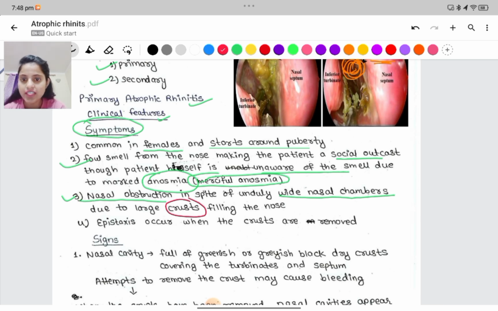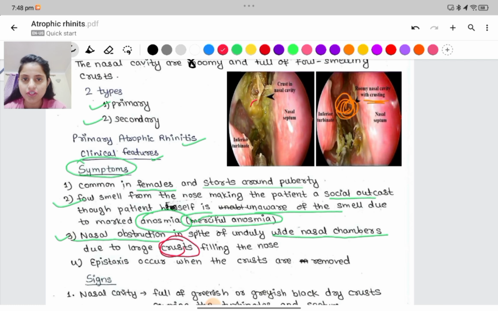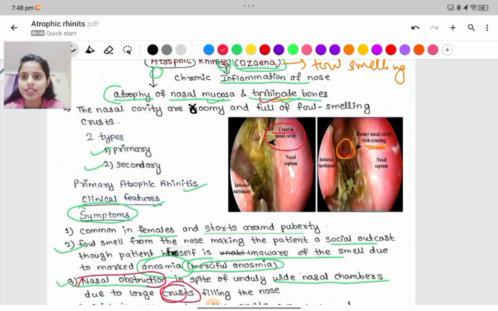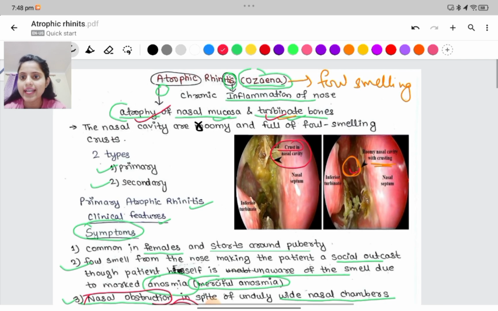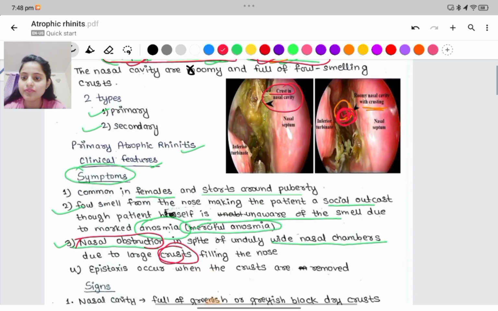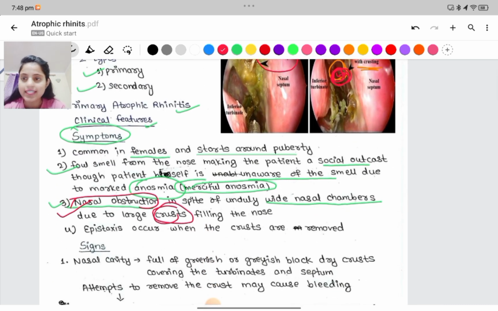There are crusts filling the nose. We can see this crust in the nasal cavity, due to which the patient will feel nasal obstruction in spite of the roomy nasal cavity. There is a roomy nasal cavity because the turbinates are going to get atrophied because of atrophic rhinitis. So there is atrophy of the nasal mucosa and the turbinate bones. Although it is roomy, the patient will complain of nasal obstruction, and there is crust forming. So when we try to remove the crust, epistaxis may occur.